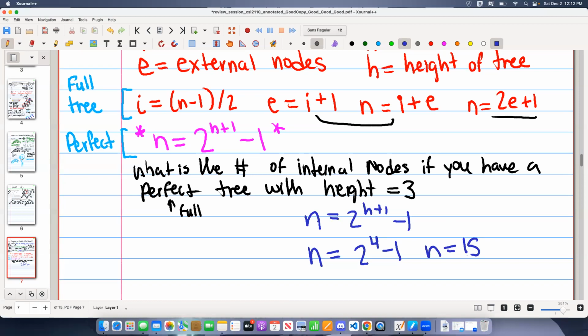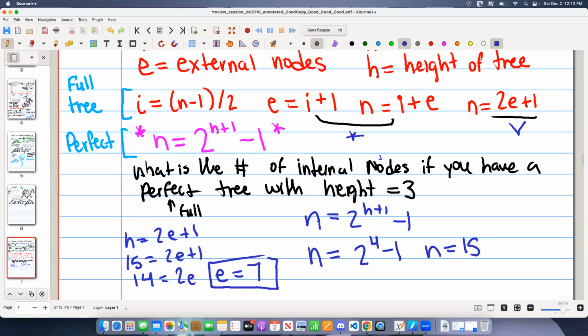Do we have a formula that can solve for something? We don't have I, and we don't have E, so we can't use those two formulas, but we can use this one. If we find external nodes, you can find internal nodes. So now you just have to solve for external nodes. You have 15 equals 2e plus 1. 14 is equal to 2e. So e is now equal to 7. Now you have external nodes.